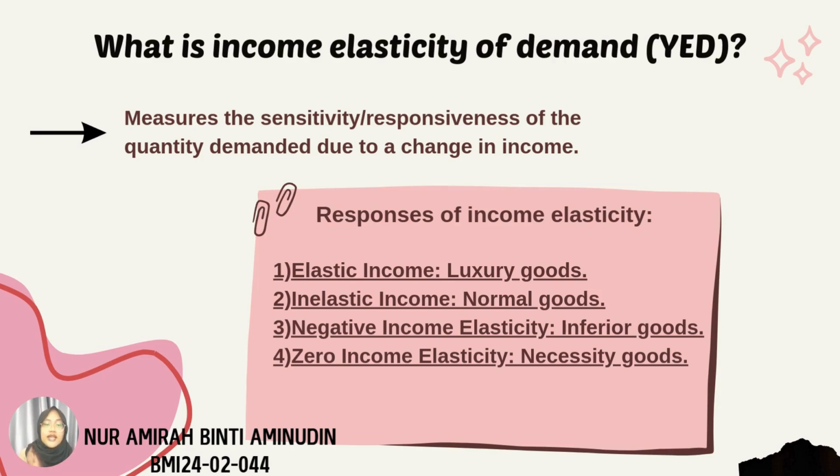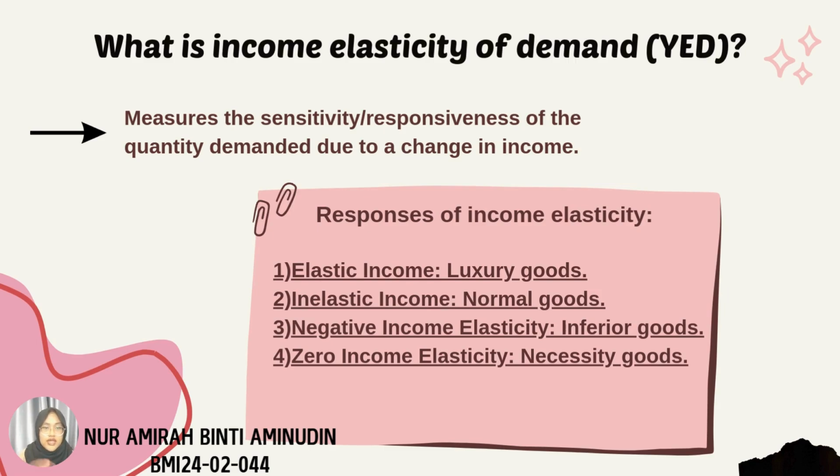The first one is elastic income, where the type of goods is luxury goods, such as diamonds, sports cars, and branded items that you may know. The second one is inelastic income, where the type of goods is normal goods, such as food and clothing.